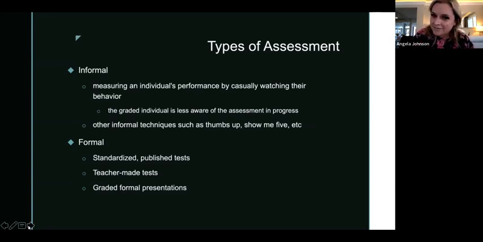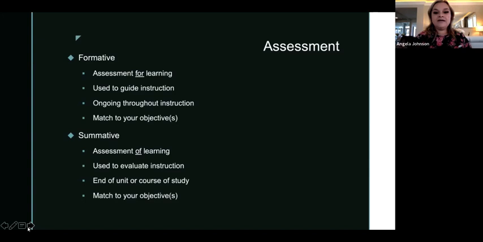But it doesn't have to be this formal. It can be formal and informal, right? Somehow. Now we have formative assessments and summative assessments. So formative assessments, remember the word form. You're forming your opinion about their learning. So it's assessment for learning.